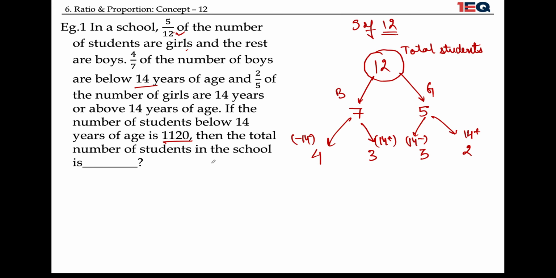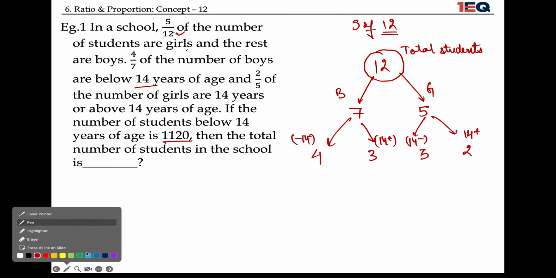Now, the total number of students in the school is what? So the total number of students needs to be found out when the number of students below 14 years of age is given. I'll just change the color of my pen.